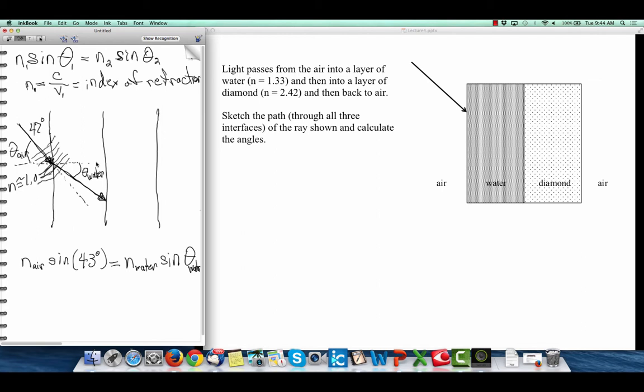Now you can see that from Snell's law, I hope. If n is 1 for air, and n for water is 1.33, if the n on the left is larger than the n on the right, the only way these things can be equal is if the sine function on the left is the larger of the two, larger than the sine on the right. And that means theta for air is larger than theta for water. So if n goes up, theta has to go down.